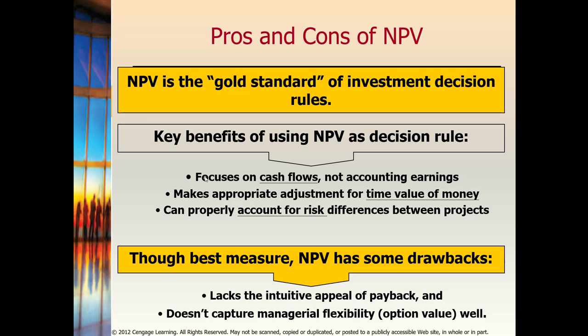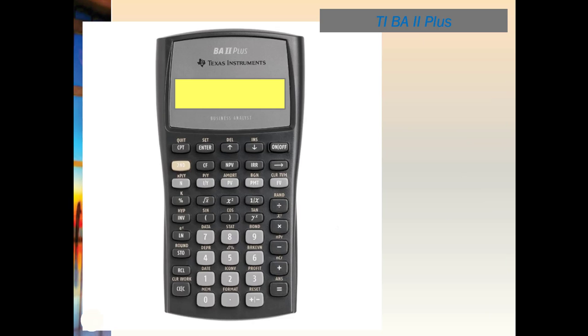To solve for net present value, as we showed you, you can use the formula, you can use Excel, and most importantly, you can use the finance calculator. So let me show you how to use the finance calculator function built for you. This is the TI BA II Plus. Assuming you have an initial cash investment of $165,000.